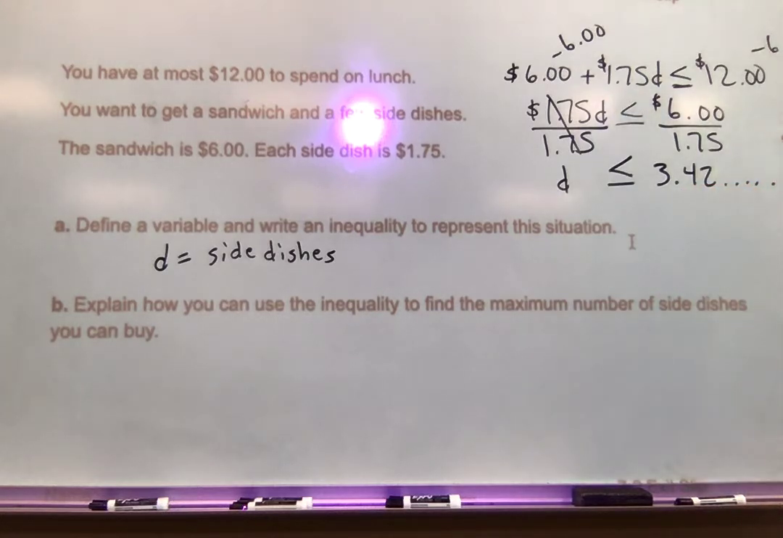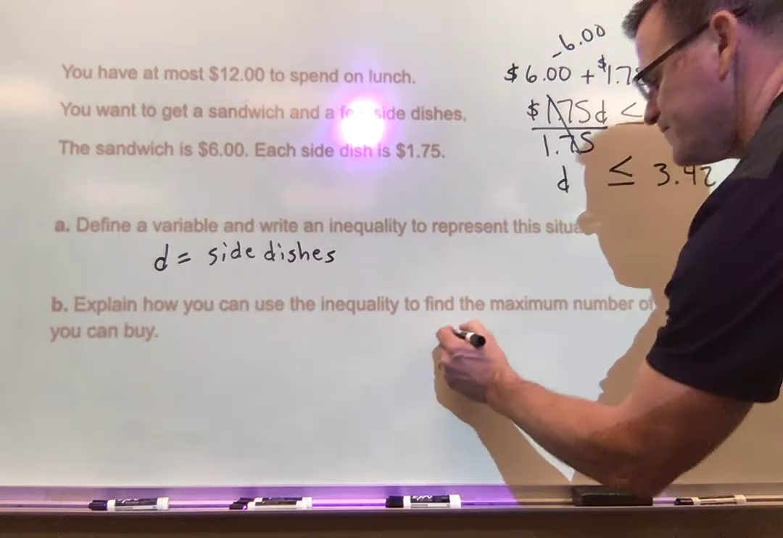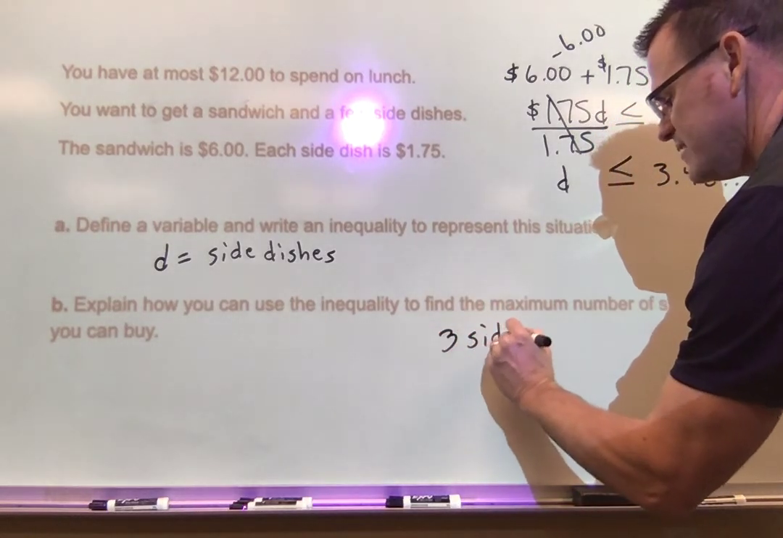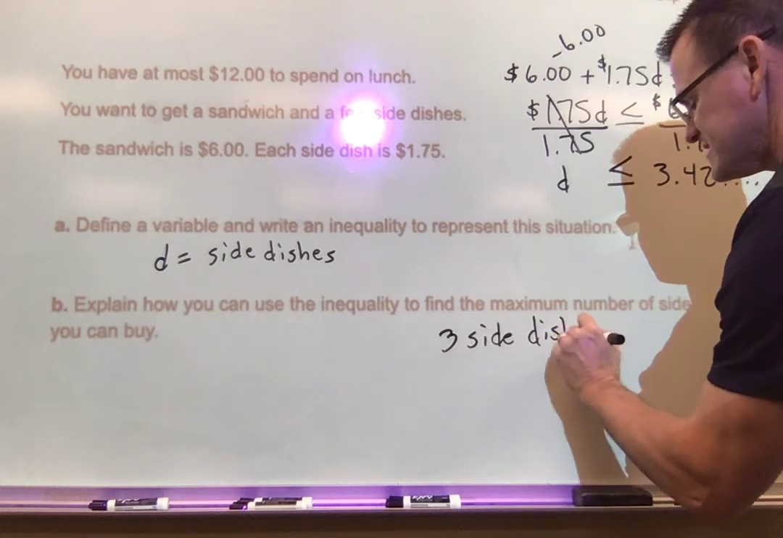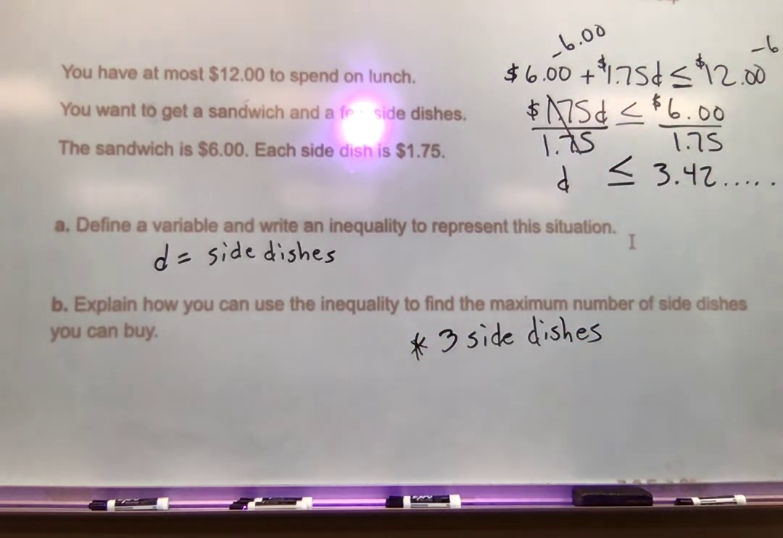But you can't buy half of a side or a portion of a side. You can only buy a full side. So really, guys, I could say that D, I can afford 3 side dishes, and I get some change back. And we can figure out how much. It doesn't ask us to do that, but we can afford 3 side dishes.